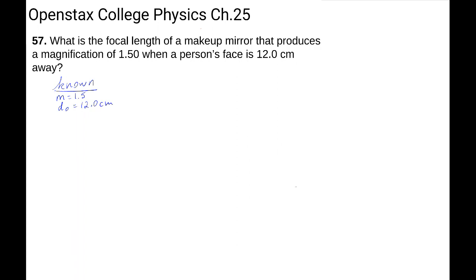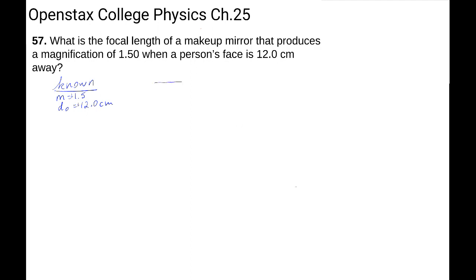DO, object distance. Now, they're telling us that the magnification is 1.5, and we don't actually know if it's positive or negative. Sometimes problems tell you that, sometimes they don't. But if you're thinking about a makeup mirror, you want your face to be upright when you're looking in the mirror. So in this situation, the magnification is positive. Had the image been upside down, magnification would have been negative. But we're fine with what we have here, so we'll leave magnification as positive 1.5. The object distance, since the person's face is in front of the mirror, is also going to be positive.